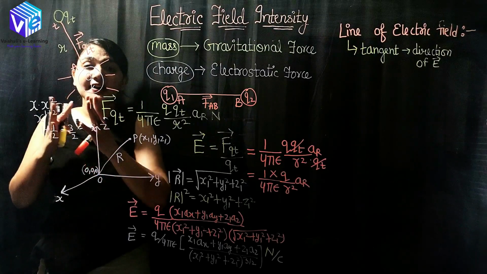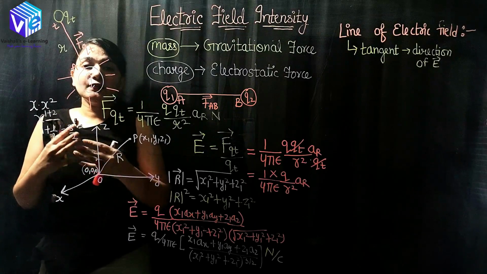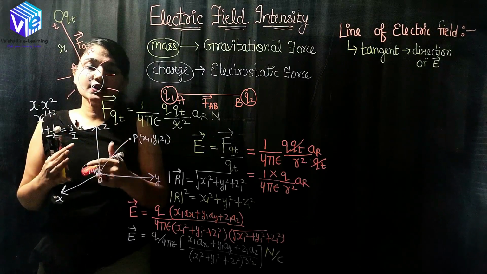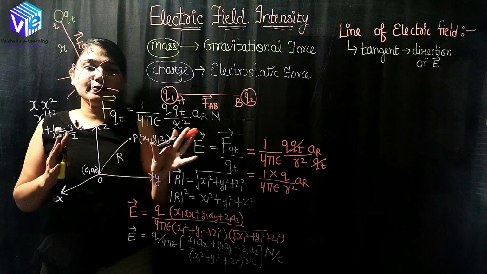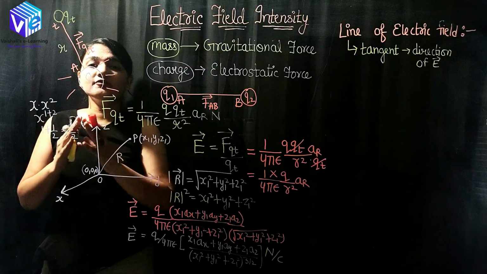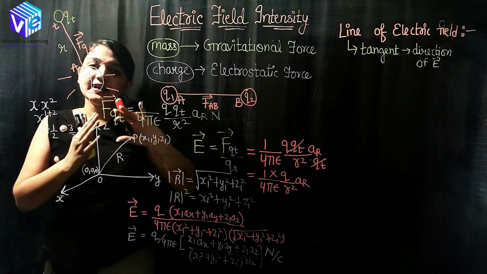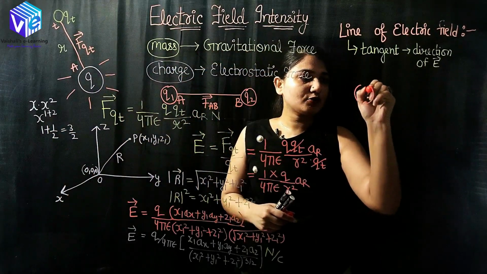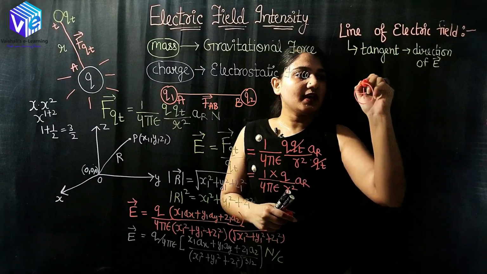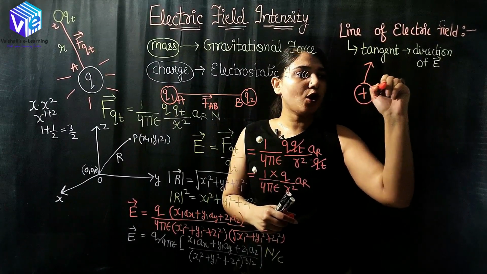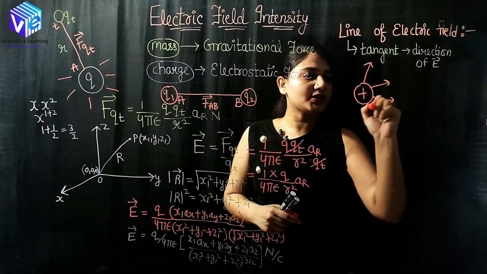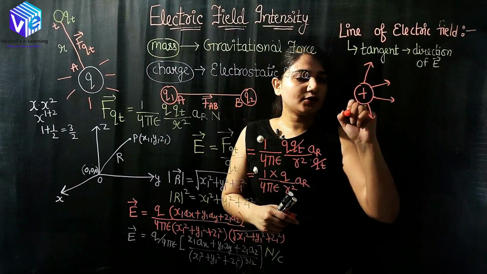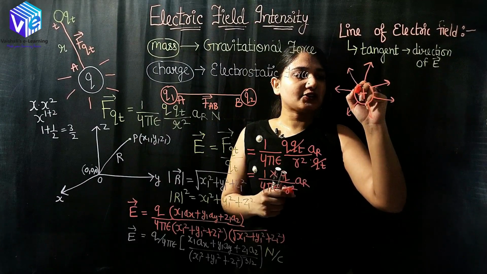If the lines are denser in a region and we have an isotropic charge, so what is isotropic charge? I will be discussing about it. So if the lines are denser, then the electric field is more. So for a positive charge, so this is my positive charge, the line of electric field will be always outward from the positive charge. Okay, so this is the line of electric field.